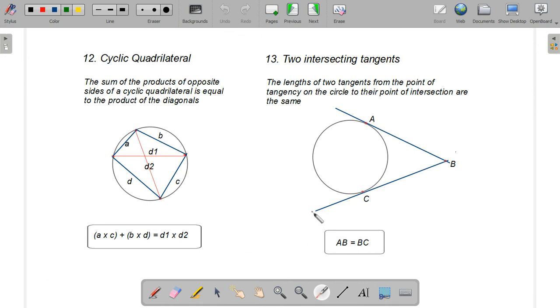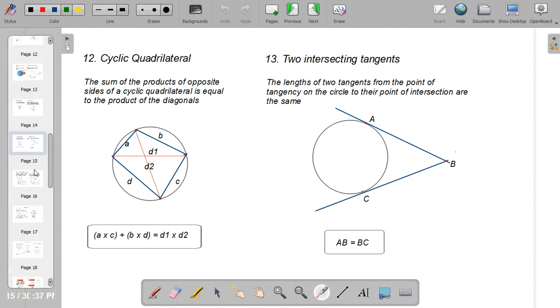All right, so we also have number 13, two intersecting tangents. So the lengths of two tangents from the point of tangency on the circle to their point of intersection are the same. So ito ay isang tangent line, ito naman ay isang tangent line. Now if these two tangents intersect outside the circle, the length of these two tangents are actually equal. Therefore, AB is equals to BC.